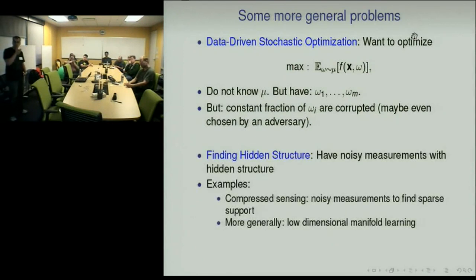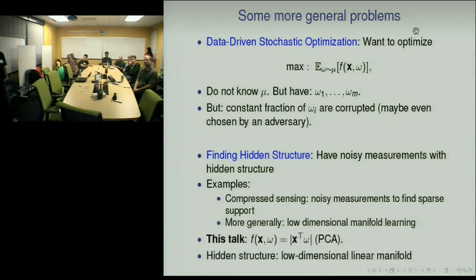The other problem, which is more machine learning-like, is finding hidden structures. You have a noisy measurement and some structure there, and there are many examples like manifold learning and compressed sensing. Basically, we want to find hidden structures. This talk is about a very simple case, which is PCA. Here the function that we try to optimize is the variance, x transpose omega, and the hidden structure that we look for is a low-dimensional linear manifold. So if you want to solve those two problems, that's probably where you should start.